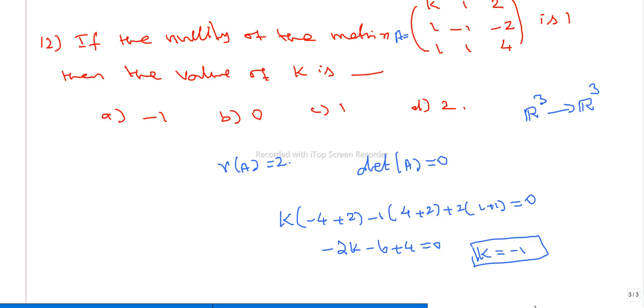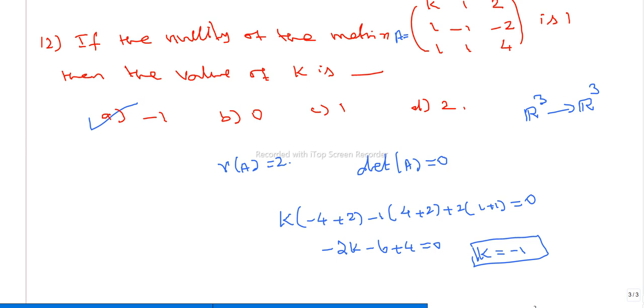Therefore, k should be minus 1. This is the idea. So you have to find the determinant; the rank is 2. Therefore, the determinant should be 0. From this, you can find the values of k. Okay.